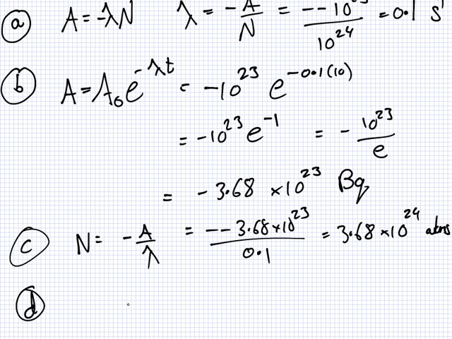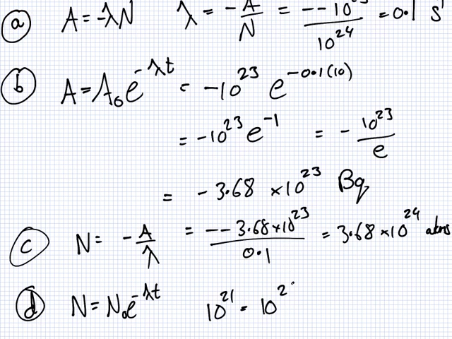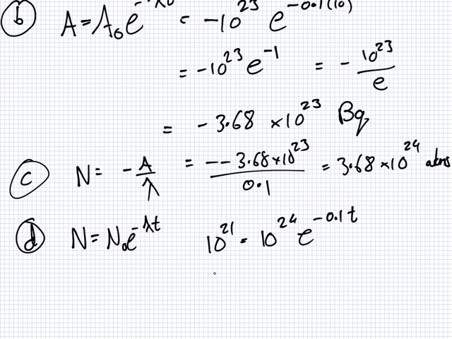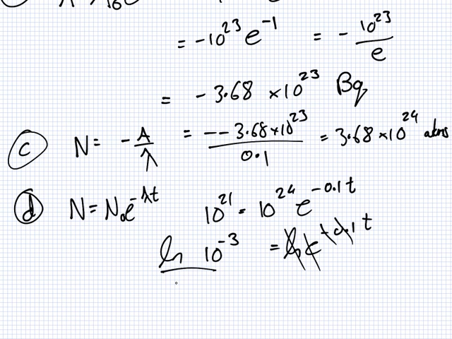What's D? How long until N equals 10 to the 21? Now we have to use this one, where N is 10 to the 21, and N0 was 10 to the 24, and lambda was 0.1, times t. So we divide both sides by 10 to the 24, and we get 10 to the minus 3 equals e to the minus 0.1 t. We put log on both sides, and we cancel with the e. And we can divide by the minus 0.1, and we have what the t is.